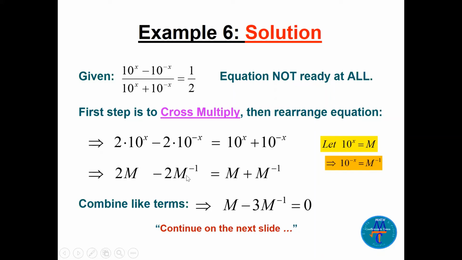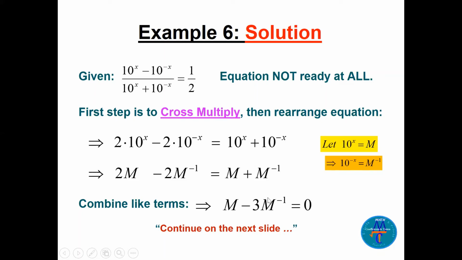2m minus 2m to the power minus 1 is equal to m plus m to the power minus 1. Just rearrange it, combine like terms. See, bring m here. 2m minus m is 1m. Bring this one here, it becomes a minus with the minus 2, minus 3. So look at the equation now. m minus 3m to the power minus 1 is equal to 0.